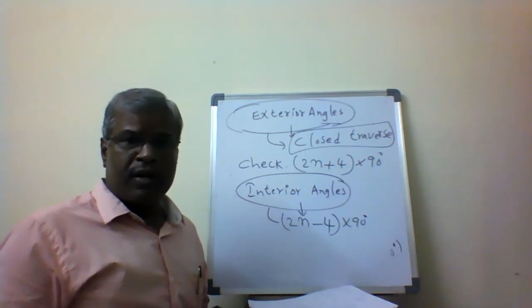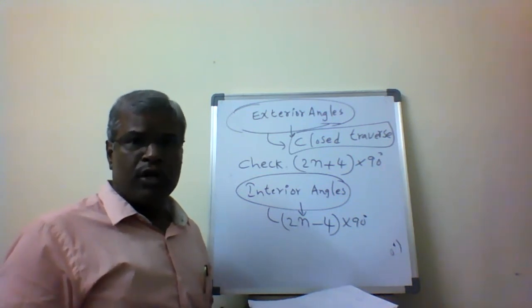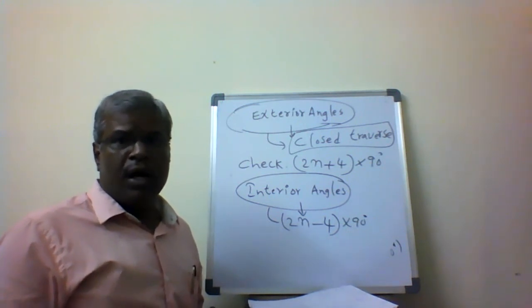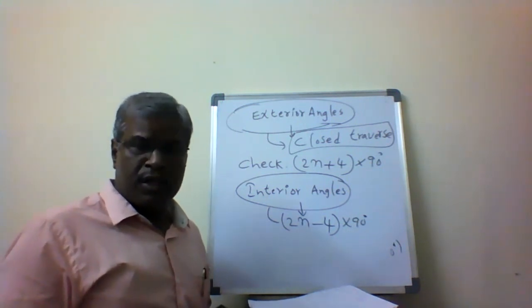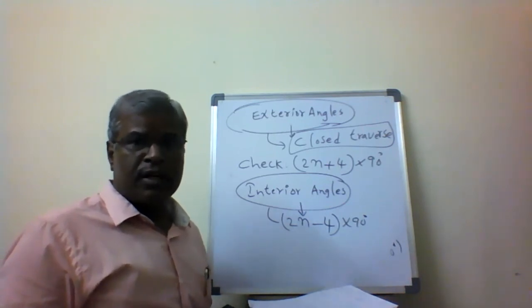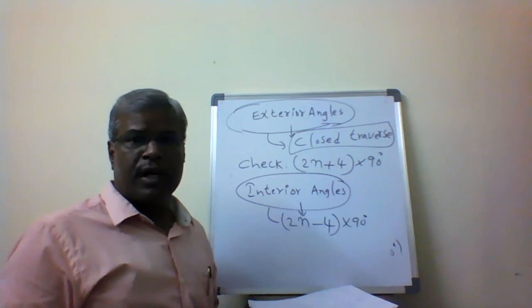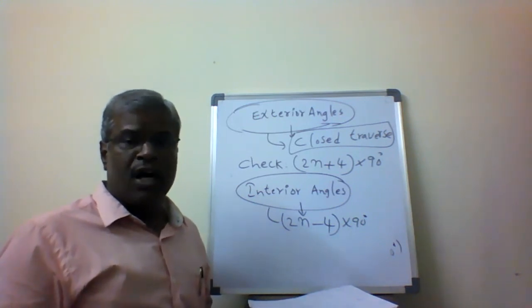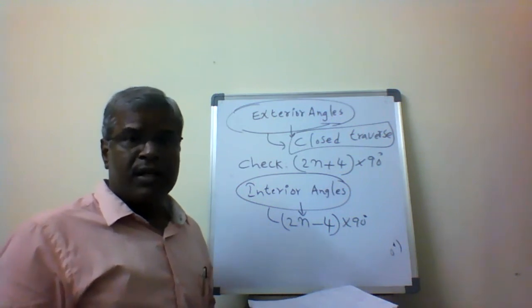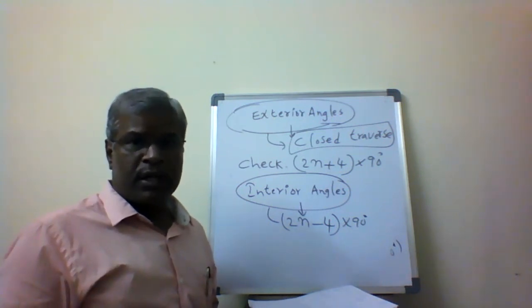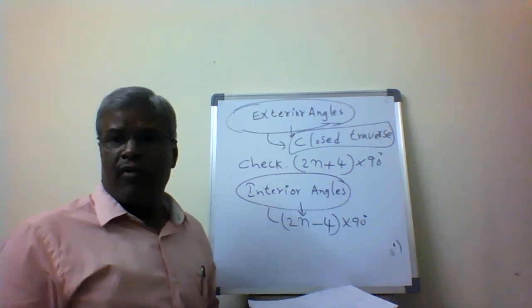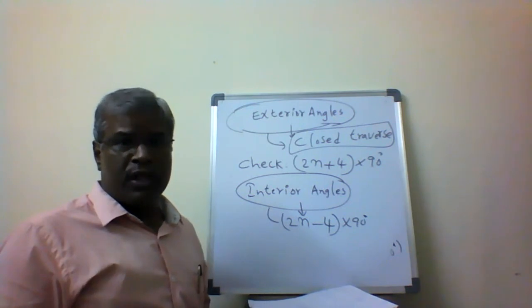So if it's 5 sides of a traverse, 2 into 5 plus 4, 10 plus 4, 14, 14 into 90 degrees we will get. Or if it is 3, then 2 into 3, 6 plus 4, 10, 10 into 90, 900 degrees has to be obtained. 900 is the total exterior angles of a given traverse. Like that we can check whether the calculated interior or exterior angles are correct or not by using 2n minus 4 right angles and 2n plus 4 right angles, where n is the number of sides of a traverse.